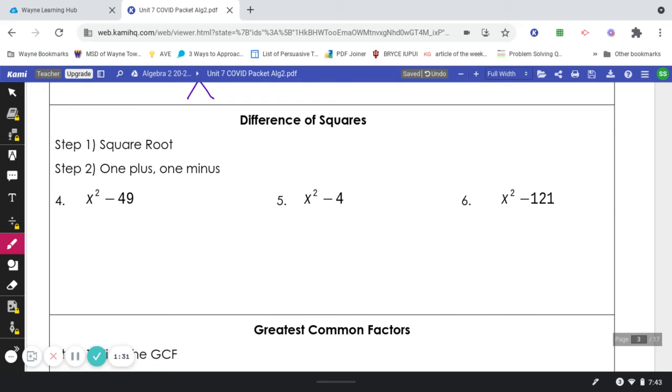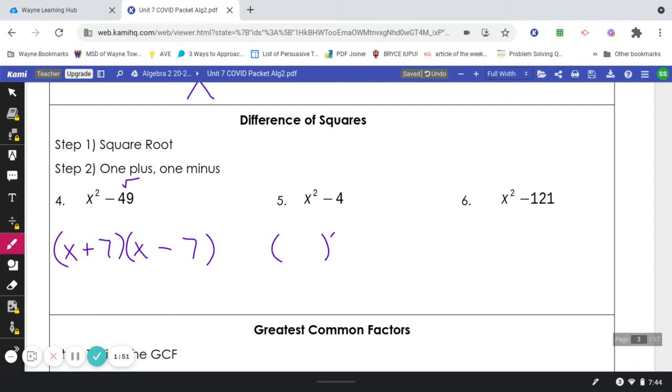The next thing we have is called the difference of squares. You're going to square root any of the numbers, and you're going to have 1 plus and 1 minus as your factors. So square root of 49 would be 7. You're going to take the x squared and break it up into x and x. 7 and 7. 1 plus, 1 minus.